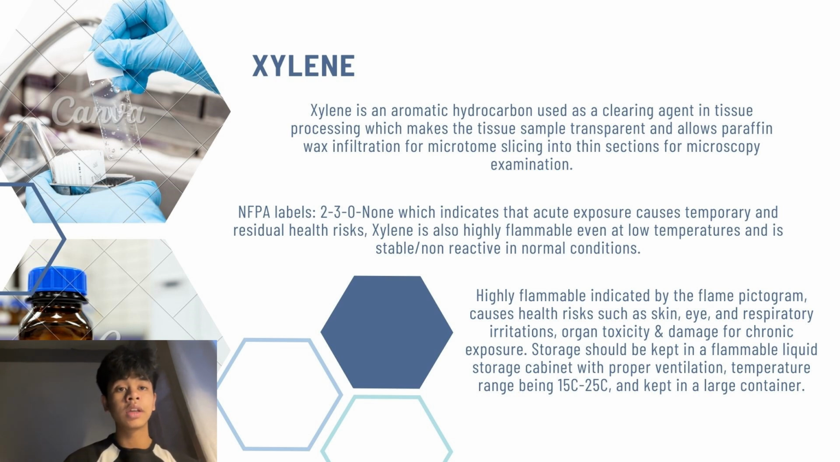Storage of xylene should be kept in a flammable liquid storage cabinet with proper ventilation to avoid accumulation of fumes, with temperature range being stably at 15 degrees Celsius to 25 degrees Celsius, and kept in a large container. The cabinet must be at eye level to avoid spills when taking the container from the cabinet.